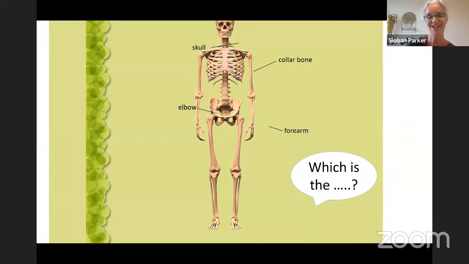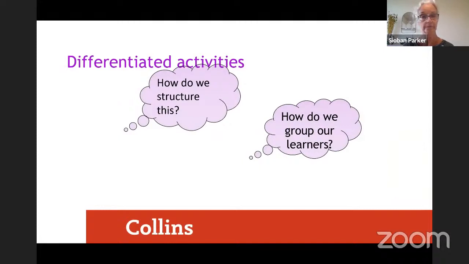You can see here, I have on purpose done a matching or mismatching activity. So they would have to come up and correct the mistakes, or if I was doing screen share, they could circle the mistakes, okay? Next, I would be doing some differentiated activities. I'd have to think in my lesson plan how I'm going to structure this, how am I going to group my learners, okay?